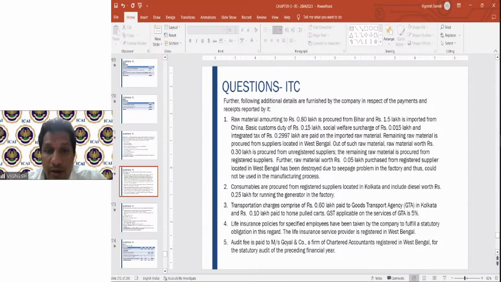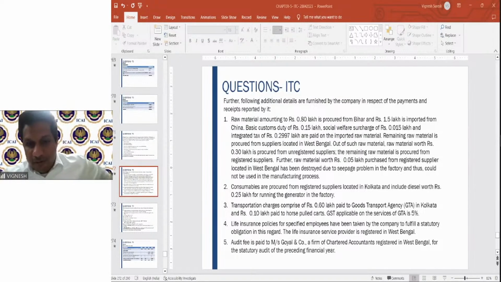Out of that 1.2 lakhs, what is he telling? 30,000 is purchased from unregistered suppliers. So that you remove. 90,000 will be left out. On the 90,000, you have to again reduce 5,000, which is purchased from a registered supplier, destroyed, no ITC on that. You remove 5,000. So therefore, 85,000 is basically purchased from others in West Bengal only. On that CGST, SGST will be applicable.